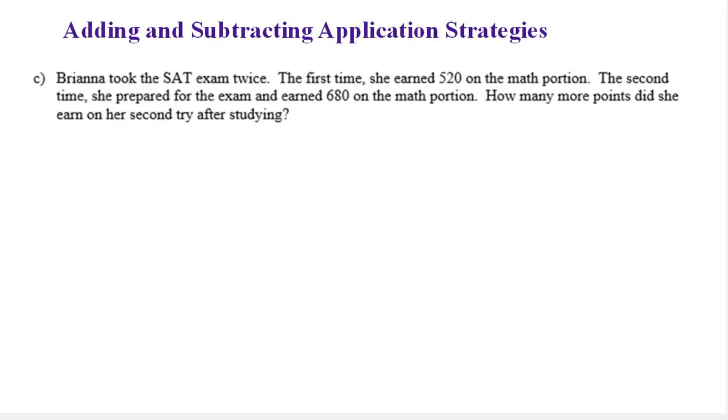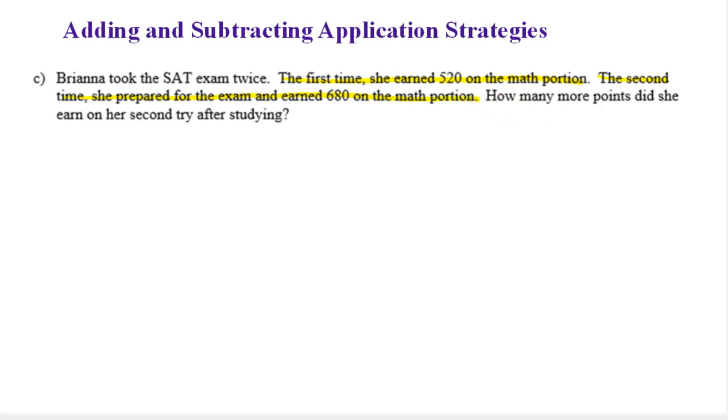In this video, we'll continue with adding and subtracting application strategies. Let's highlight our givens and our goals. So Brianna took the SAT exam twice. The first time, she earned 520 points on the math portion. The second time, she prepared for the exam and earned 680 points on the math portion.